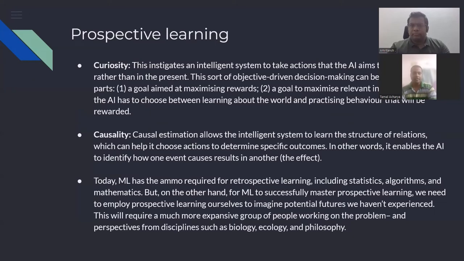Curiosity and causality. As I said, intelligent systems take action aimed at the future rather than the present. Now, with curiosity, a goal aimed at maximizing rewards, and a goal aimed at maximizing relevant information. With curiosity, you do both. I am curious about something. It can happen that you are reading something to understand something, like you are maximizing rewards. If you want to explore something, that means you will gain something out of it, and get relevant information. Say, for example, you are fond of history. Now you will explore historical places, you will try to know about ancient monuments and all. That means you are enriching your knowledge itself, relevant to what you desire. You will aim for the reward, maximize the rewards, then maximize your relevant information. And so that is the goal of curiosity.